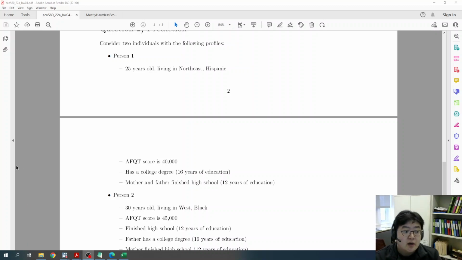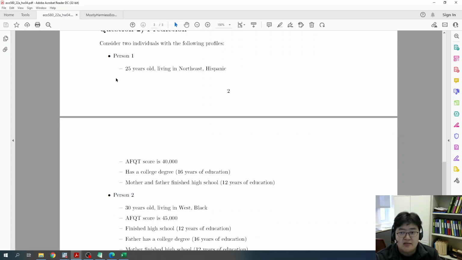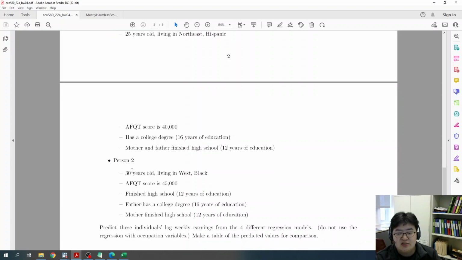Hello. So the last part of the homework is a different exercise. I will have you estimate the prediction, calculate the predicted value for two hypothetical persons. Person one is 25 years old, living in Northeast, Hispanic. AFQT score is 40,000 and college degree, 16 years of education, and mother and father finished high school, 12 years of education. And there's another person who is 30 years old, living in the West, black.